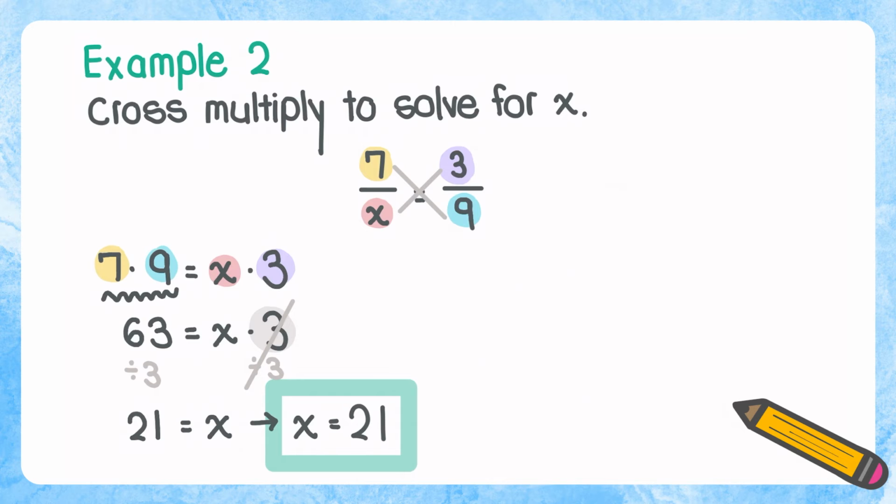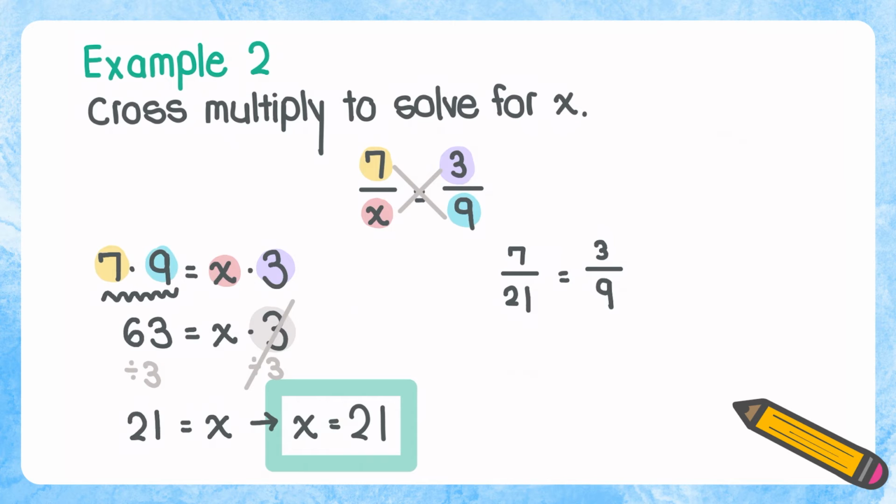So we were able to solve for x. We found that x equals 21. But let's check our work. So we're going to start off with the original equation, 7 over x equals 3 over 9. We can replace x with 21. We can check to make sure that we've correctly solved for x by making sure that this equation is true.